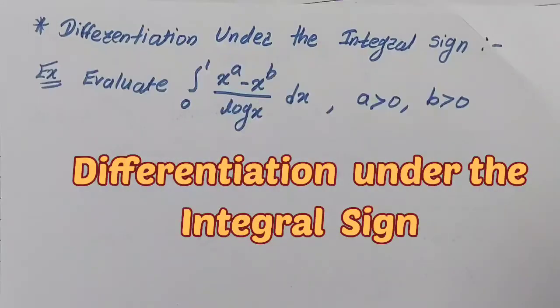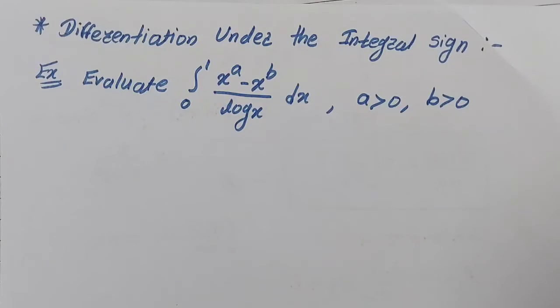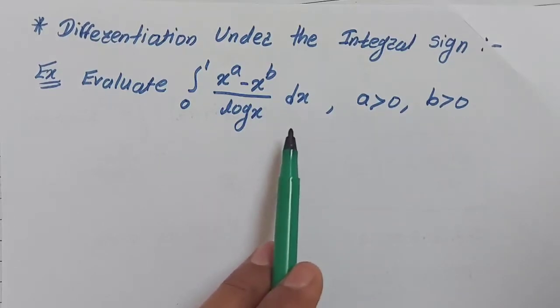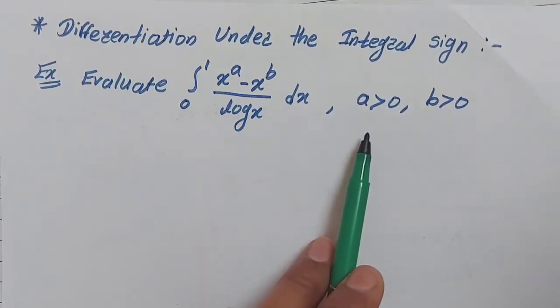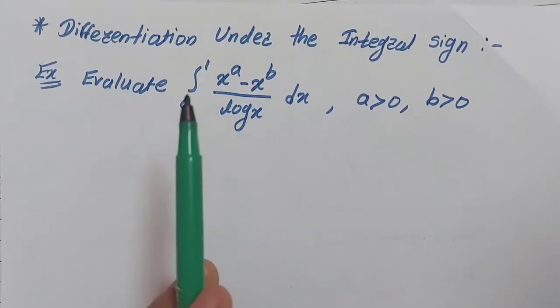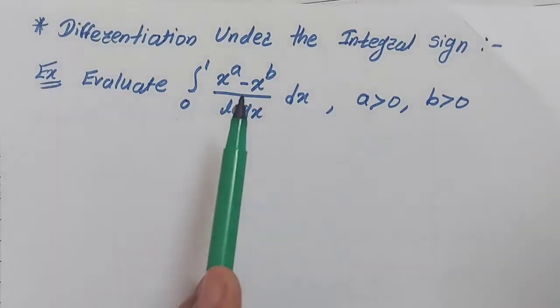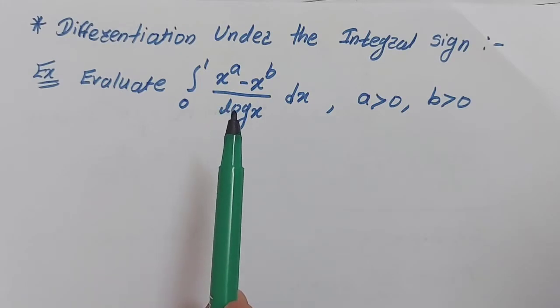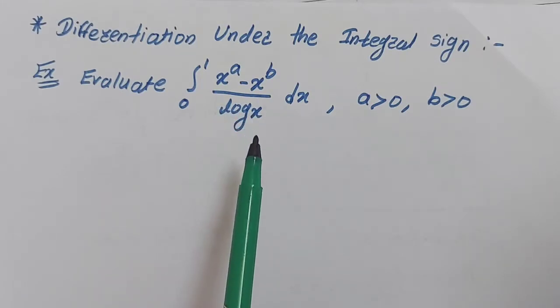Here, solve the integral from 0 to 1 of (x^a minus x^b) divided by log of x dx. Here a is greater than 0, b is greater than 0. Now see here, it is a function of a and b, and to solve this integral we have to use the Leibniz rule. And we know that in the Leibniz rule, we want a function of a single variable.